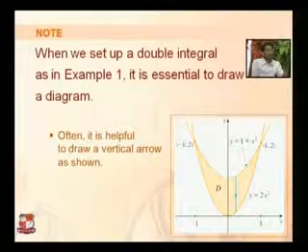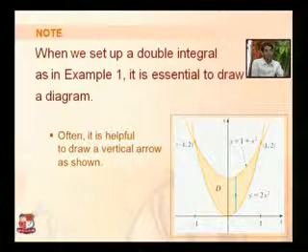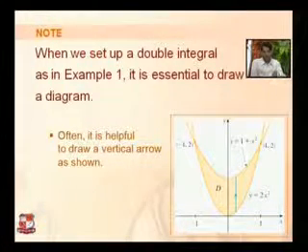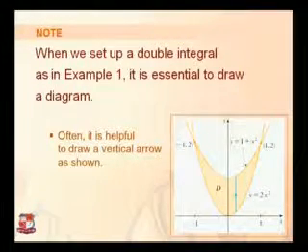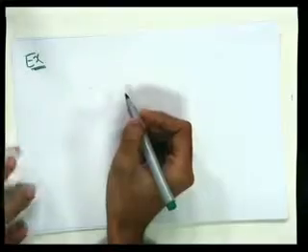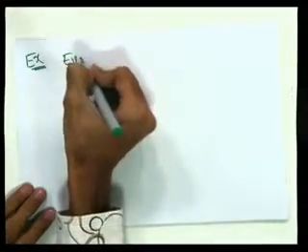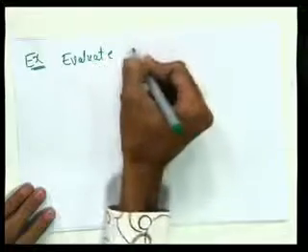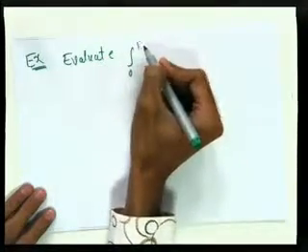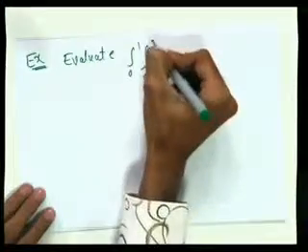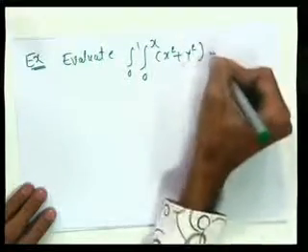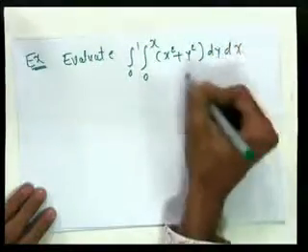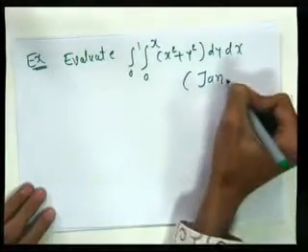Okay, so before we move to another example, let us look at one more example which was asked in the GTU exam. The question is, evaluate the integration 0 to 1 and 0 to x, which is a very simple example of double integration, x square plus y square dy dx. This example was asked in January 2009.